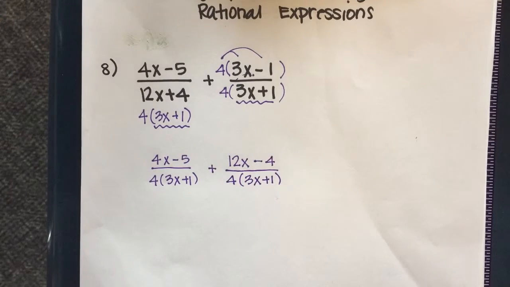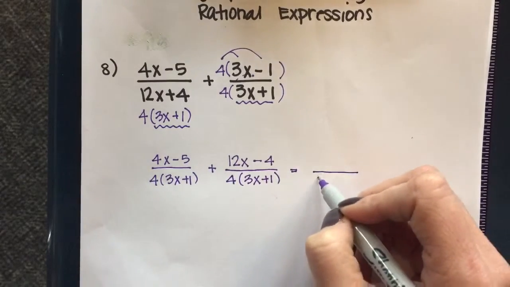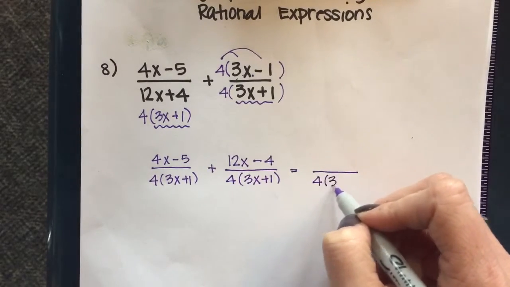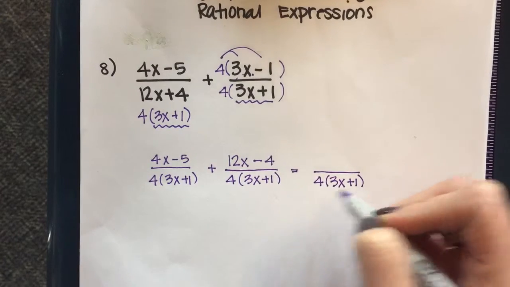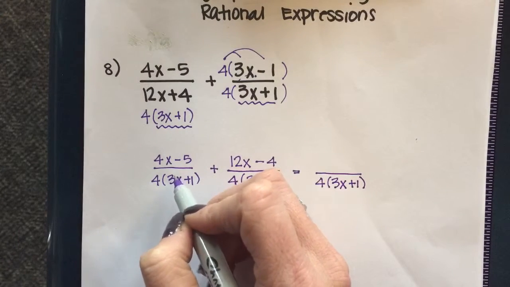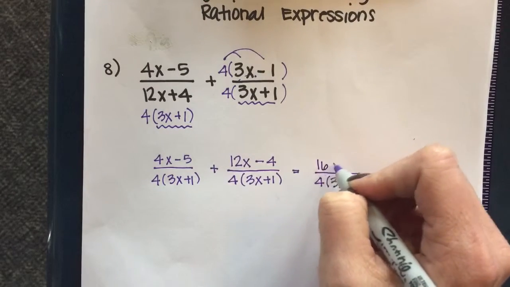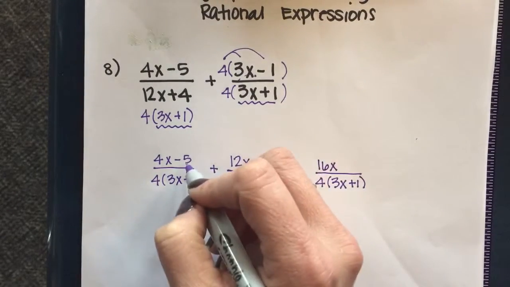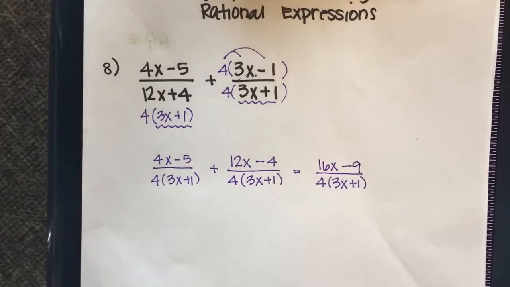When you add fractions, once you get the common denominator, that doesn't change. That stays the same now. So the denominator is going to be 4 times 3x plus 1. On the top, we're going to add, and to add, you combine like terms. So I can add the 4x and the 12x. That's 16x. And negative 5 plus negative 4 is negative 9.